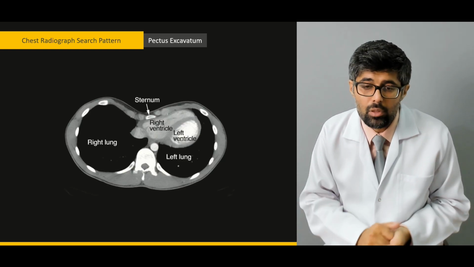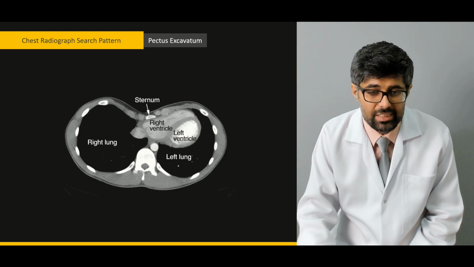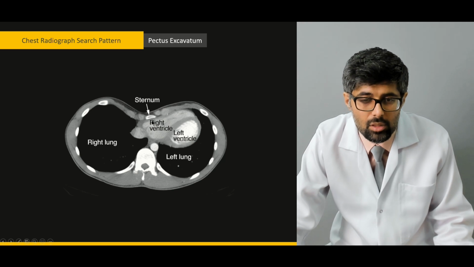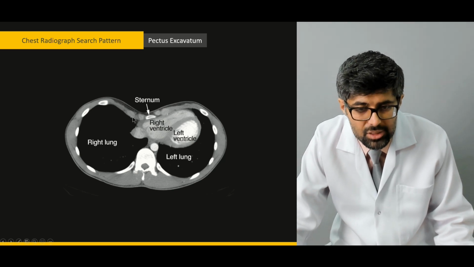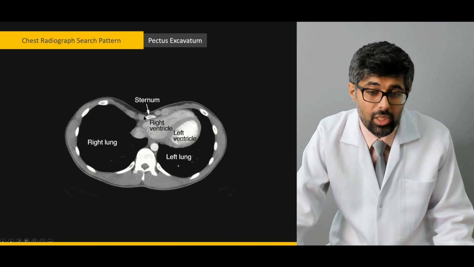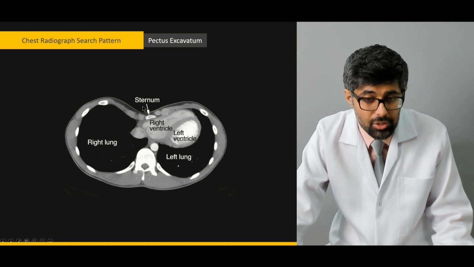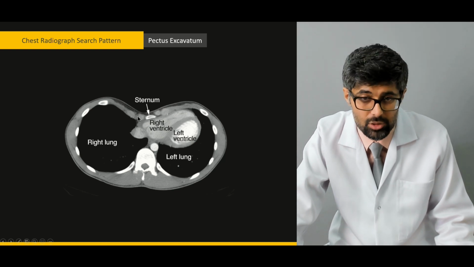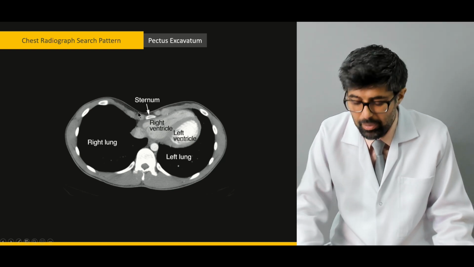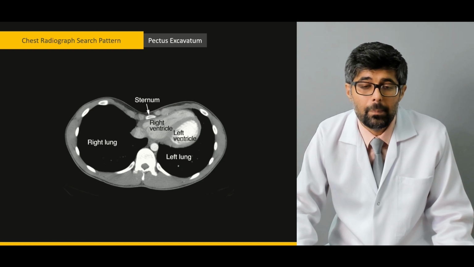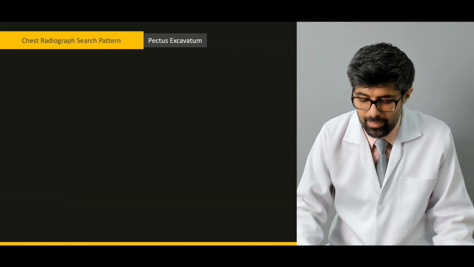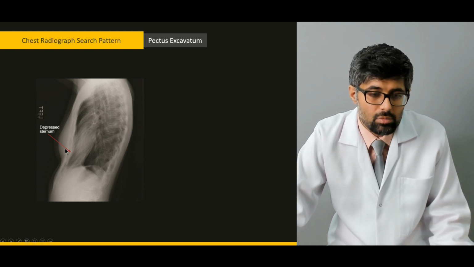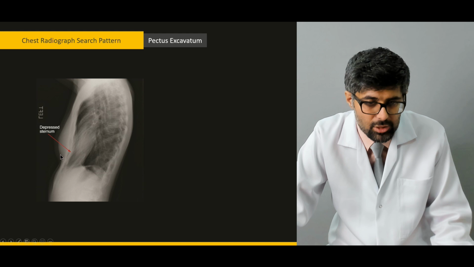Here is an example of a CT scan. Here you can appreciate the sternum is dislocated. It's not in the center like it should be. It's dislocated, and the anterior thoracic wall is caved in. It is pushed inwards. So that's what is called pectus excavatum. For the same, we have a lateral view. Again, you can appreciate the depressed sternum.